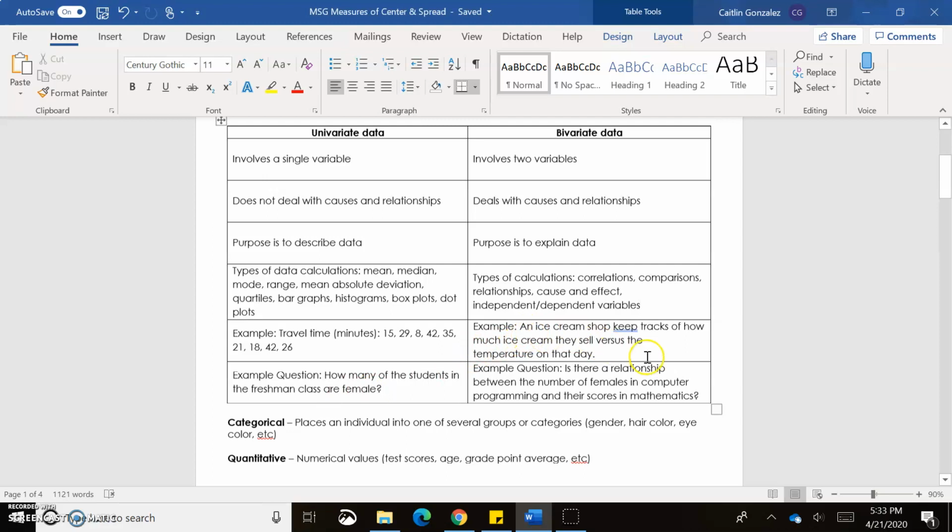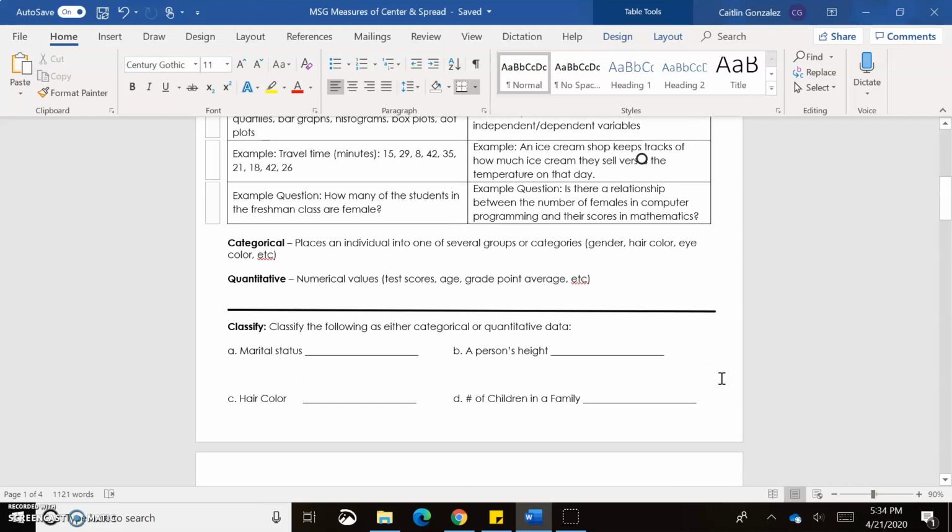For bivariate data, again, remember this is dealing with like relationships between variables. An example would be an ice cream shop keeps track of how much ice cream they sell versus the temperature on that day. So they're comparing the relationship between the amount of ice cream they sell and the temperature on a given day and seeing, does the temperature affect how much ice cream they sell? An example question would be, is there a relationship between the number of females in computer programming and their scores in mathematics? So basically, do higher scores in mathematics correlate with females going into computer programming?